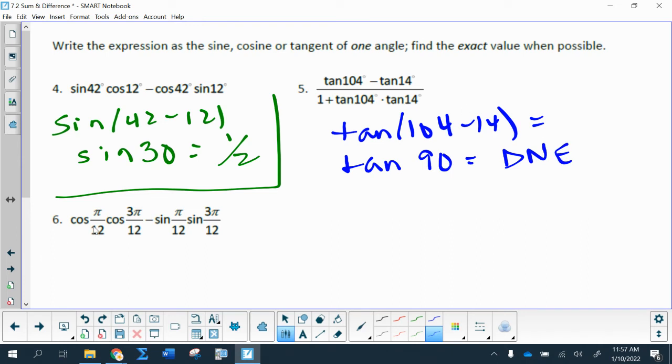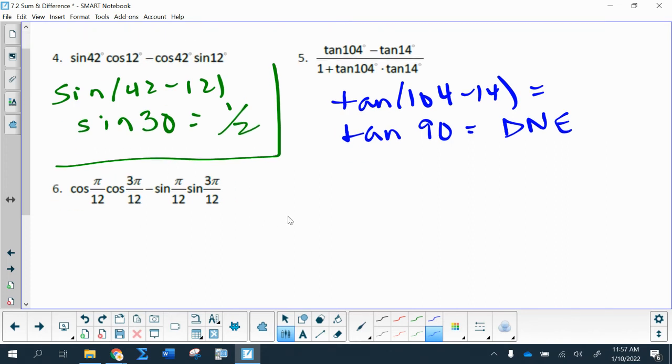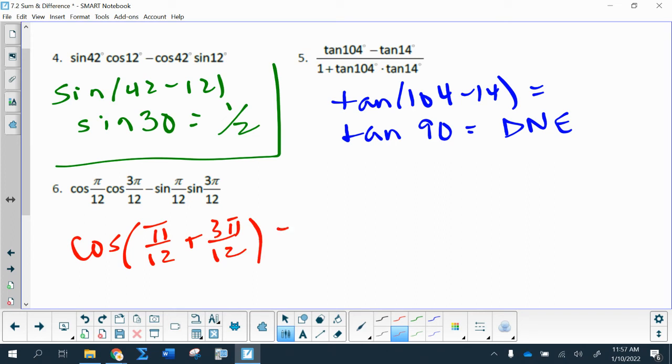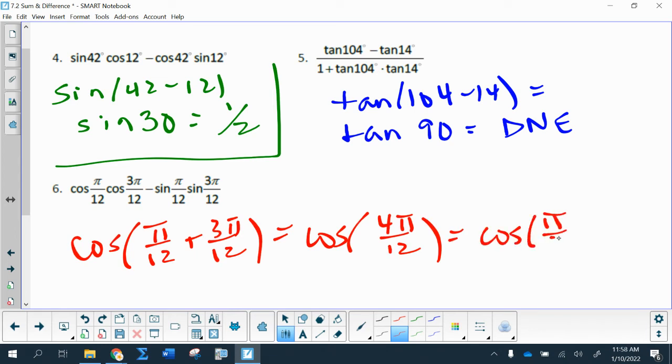All right, finally over here, I have cosine, cosine minus sine, sine. This is actually the cosine addition formula. So this is cosine of pi over 12 plus 3 pi over 12, which is cosine of 4 pi over 12, which is cosine of pi over 3, and cosine of pi over 3 is a half.